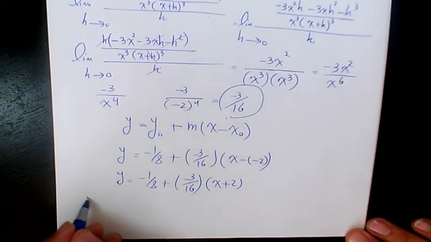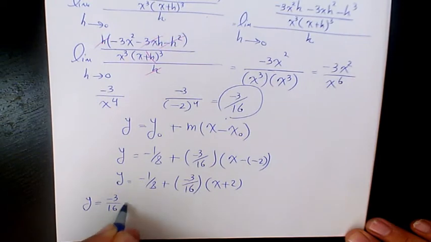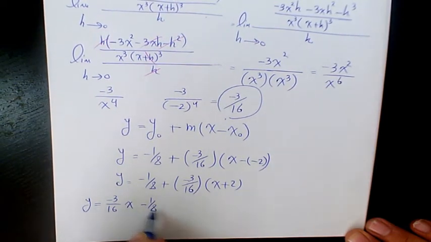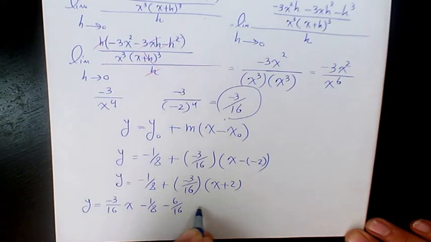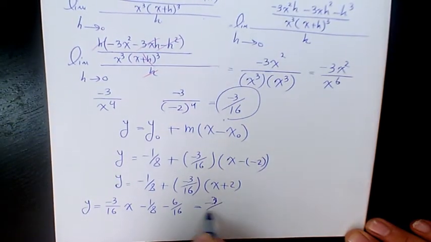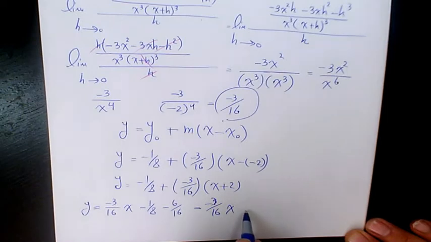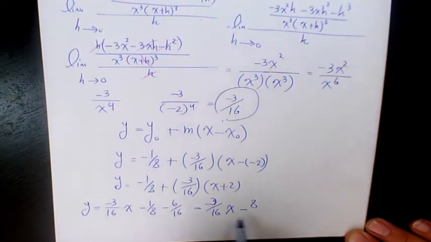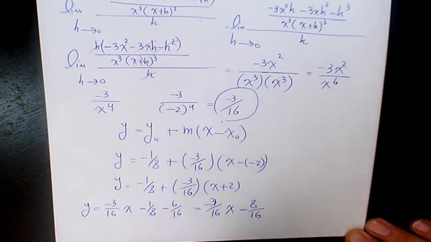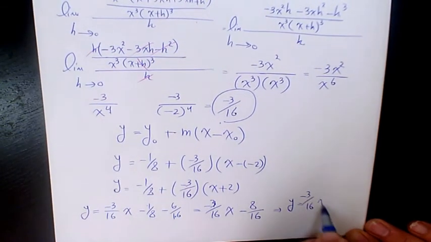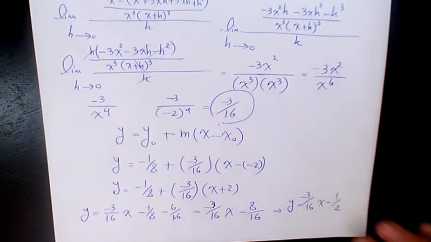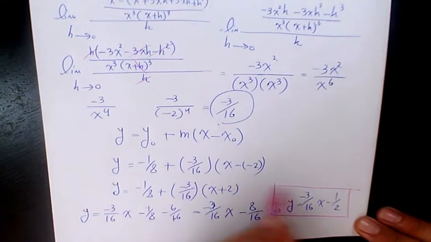So when you simplify it, it's going to be negative 3 over 16x minus 1 over 8 minus 6 over 16, which will be negative 3 over 16x minus 8 over 16. When you do common denominator, it's going to be 16 and 2, negative 2 and negative 6 is going to be negative 8. Then they can reduce and you can say y equals negative 3 over 16x minus 1 over 2. That's the equation of tangent to the curve.